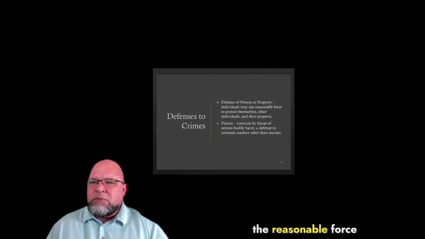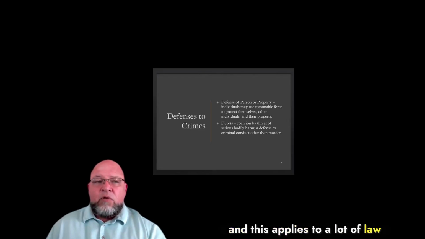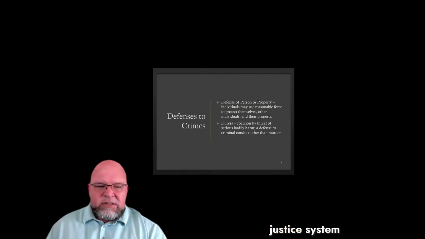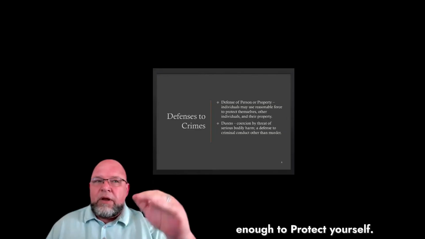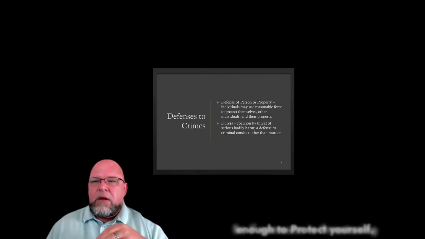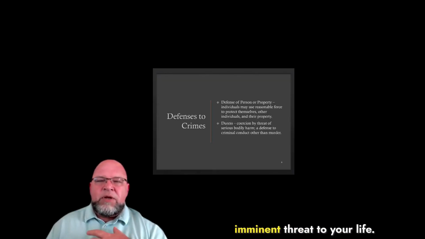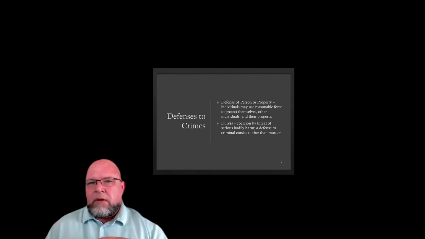the reasonable force that can be used, and this applies to a lot of law enforcement instances and others that work within the criminal justice system, is to the level that the person is using plus enough to protect yourself. So if someone is threatening your life and there is an imminent threat to your life, now you have to think about what an imminent threat is.